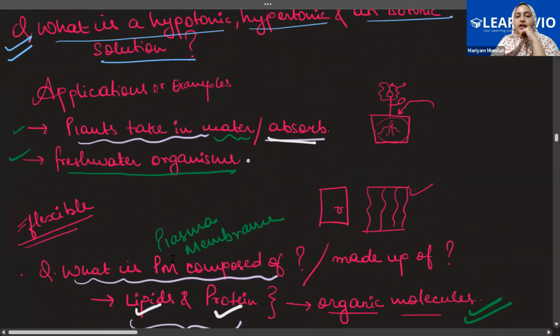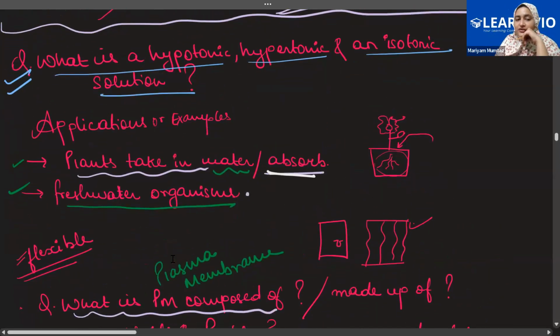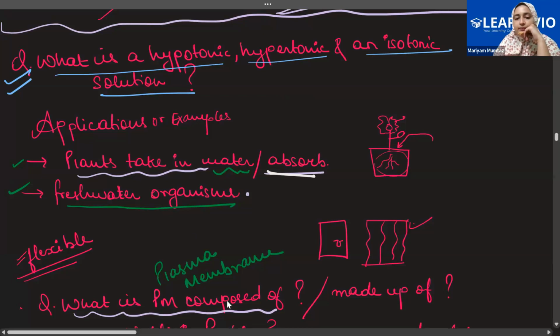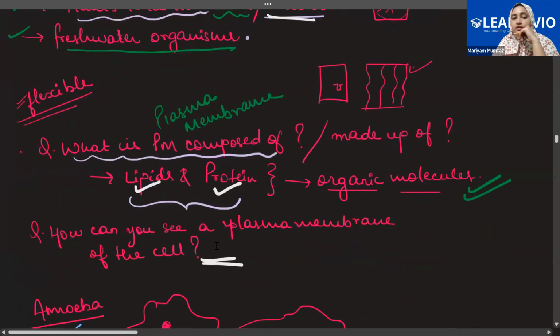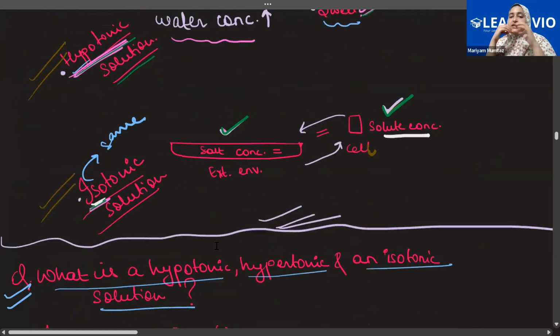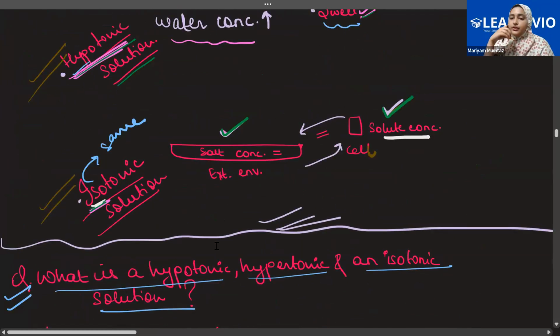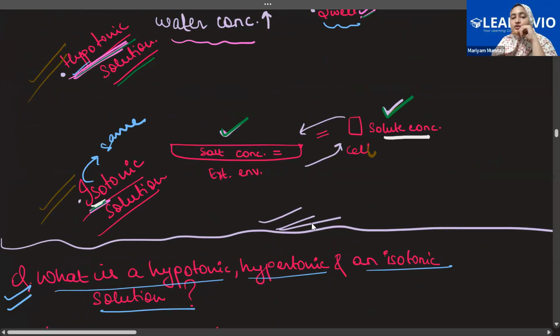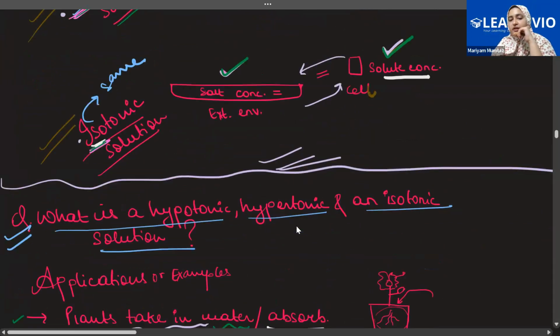All right, so now talking about the applications of these solutions. The plants take in or absorb water by this mechanism only. And the mechanism of these solutions also runs in freshwater organisms. See, the cell can lose water or gain water. Why? Because the cell has a plasma membrane that is permeable to it. That is the reason why you are studying these solutions under the heading of plasma membrane.